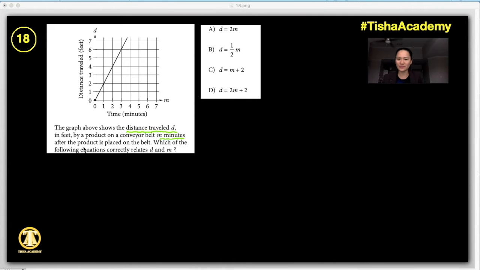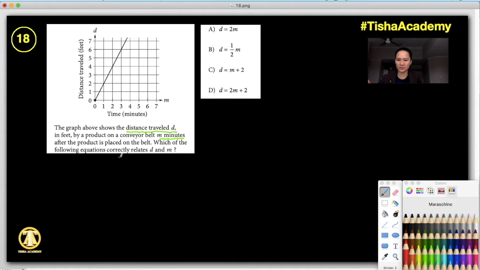Okay, next one. After the product is placed on the belt, which of the following equations correctly relates d and m? That means, okay, you can do two things. You know that it's part of the line. Okay, I draw you this one. We have the linear equation. This one is related to linear equation.